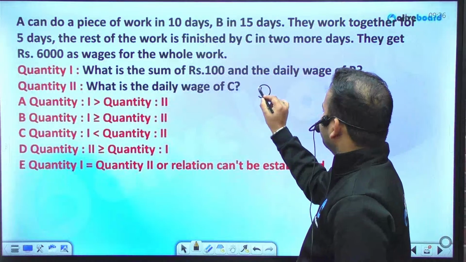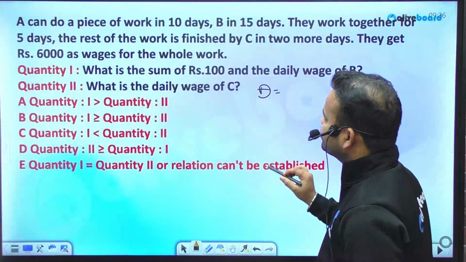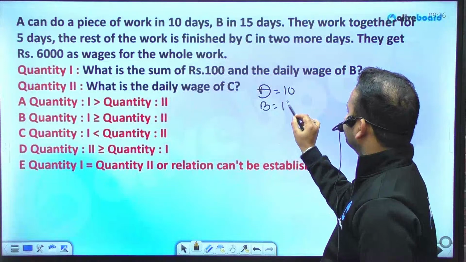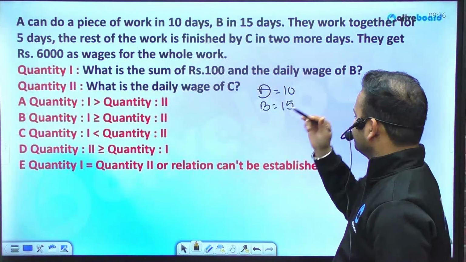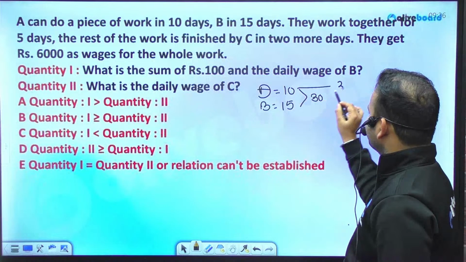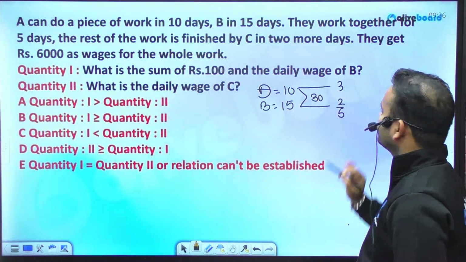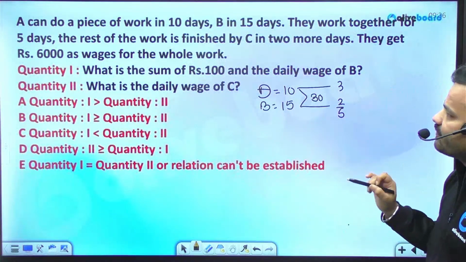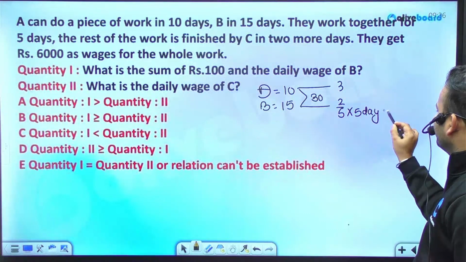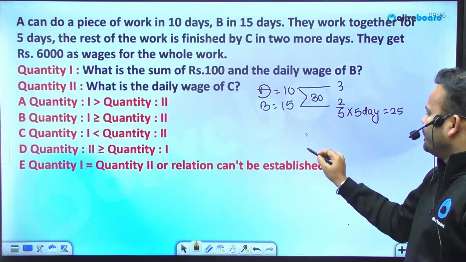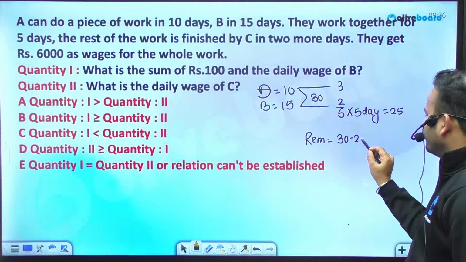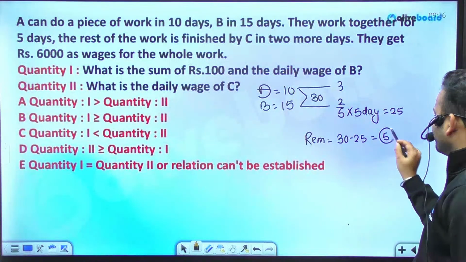A can do the work in 10 days, B in 15 days. Considering the total work is 30, their efficiencies are 3 and 2, that is 5 together. They work together for 5 days. So in 5 days they will be completing how much? 25 units of work. So the remaining work is 30 minus 25, that is 5. And this particular work is being done by C.